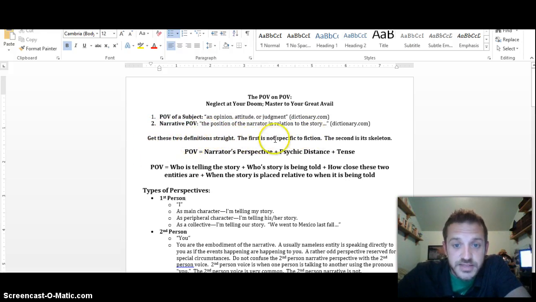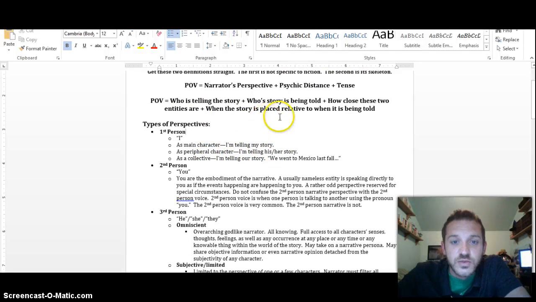These are the elements that go into point of view. Narrator's perspective, this includes tense, person, and reliability, psychic distance, and tense is over here.